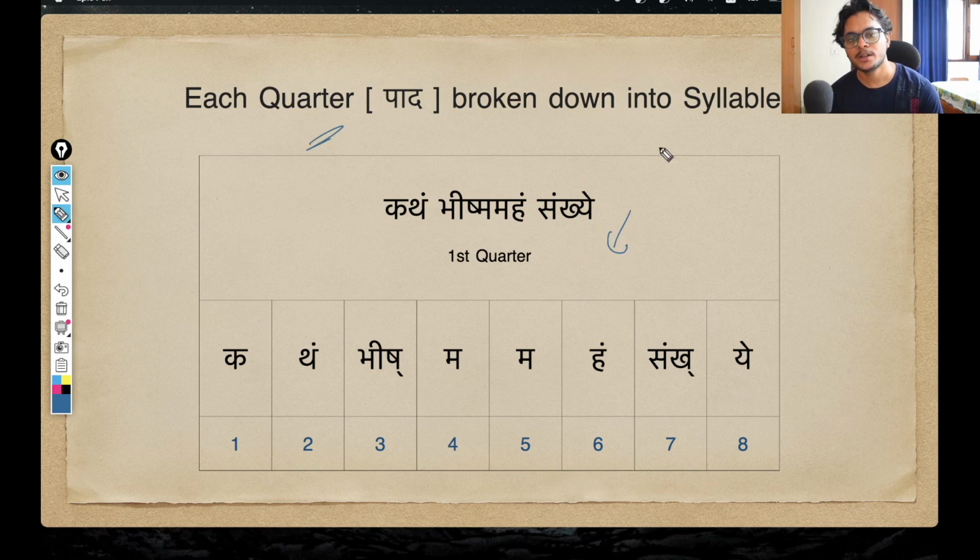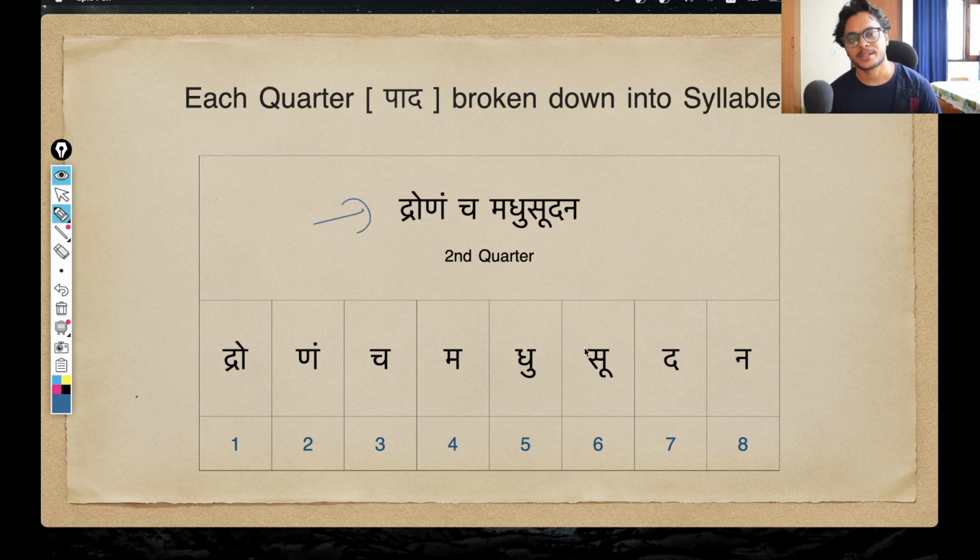So the quarter is broken down into syllables. Okay, so far so good. Let us practice this with all the quarters, all the padas. Now we have this second quarter, second pada, Dronamacha Madhusudana. So you see, Dro. This is the first syllable. Then you have this Nam. Then you have Cha, third syllable. Then you have Ma. Then Dhu, Su, Da, Na. This is fairly easy to break down into syllables, right? Dro, Nam, Cha, Ma, Dhu, Su, Da, Na. So these are the 8 syllables that we get.